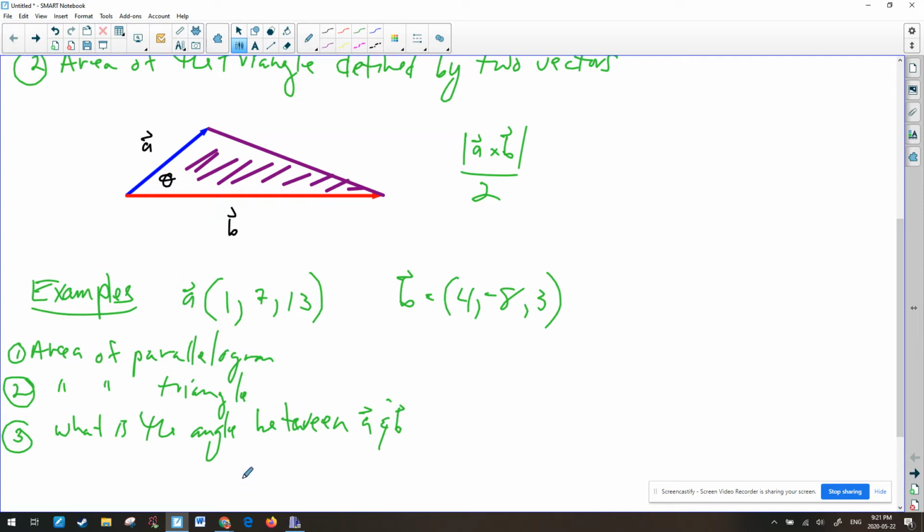Okay, and then the last thing I want you to do, just for good practice, is for you to sketch the parallelogram.